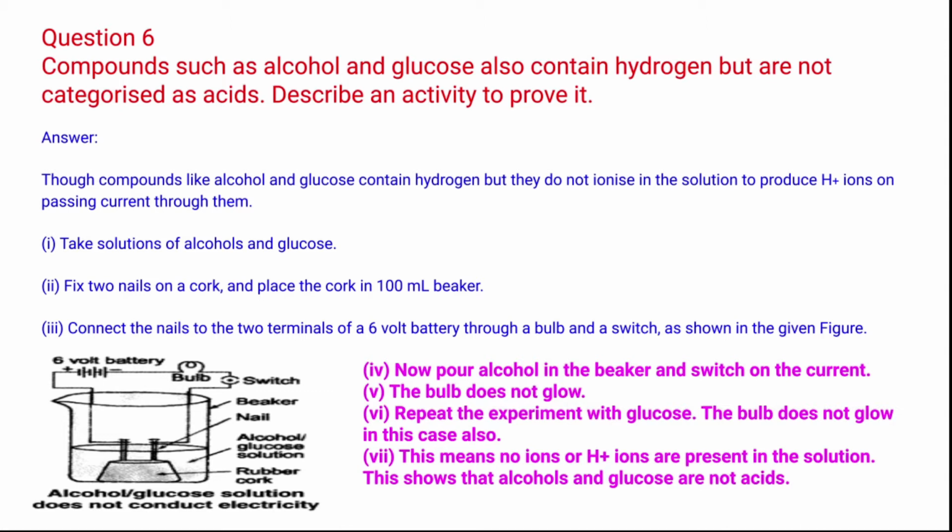This means that no ions or H positive ions are present in these solutions. This shows alcohols and glucose are not acids. So children, what you need to understand from here is that in order to show acidic behavior, they must actually furnish H positive ions.